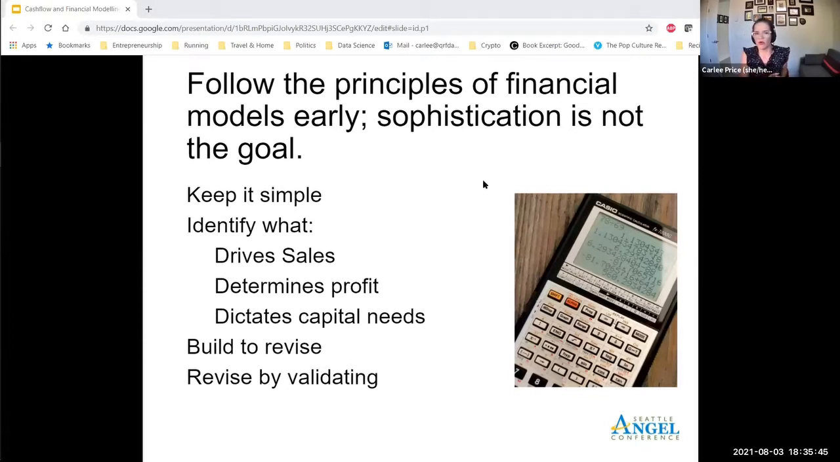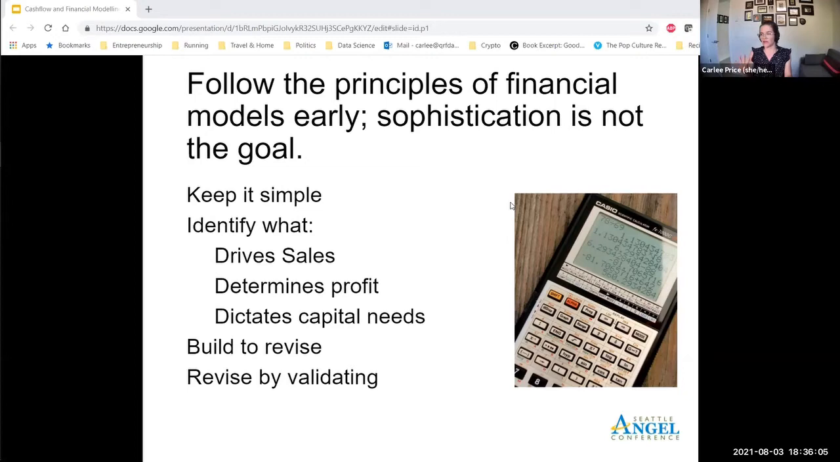So a couple key points. You want to keep your model simple. Okay, so sophistication is not the goal here. We understand everyone is pressed for time. Rather than trying to get the work to be perfect, approach it as you would any other element of your startup. It just has to be good enough initially.